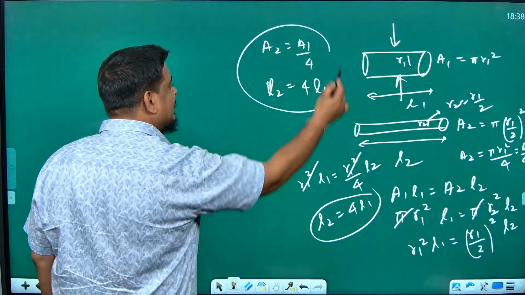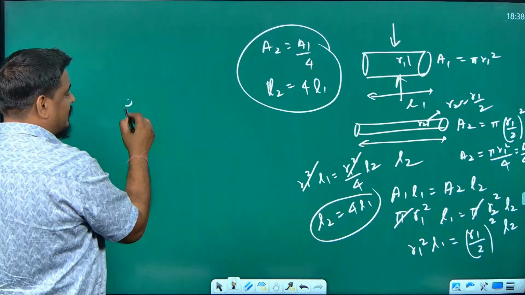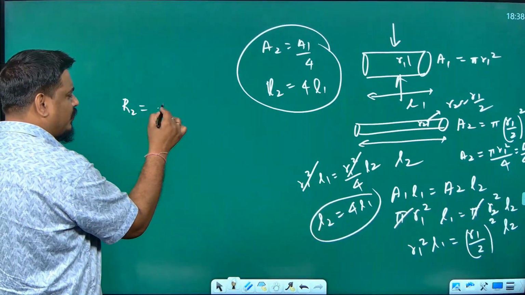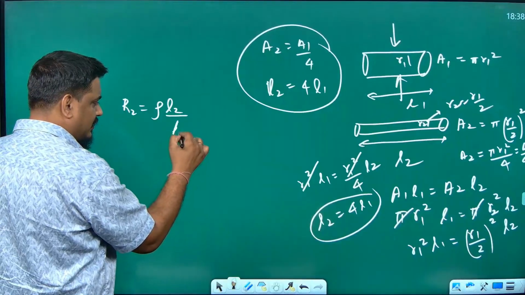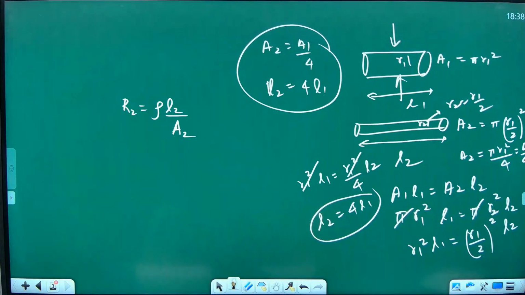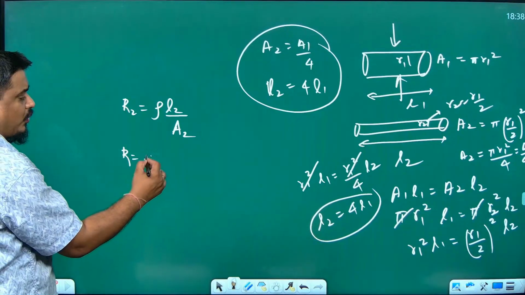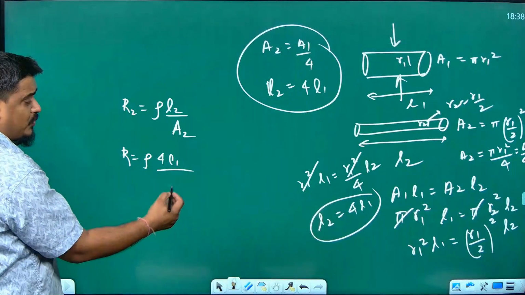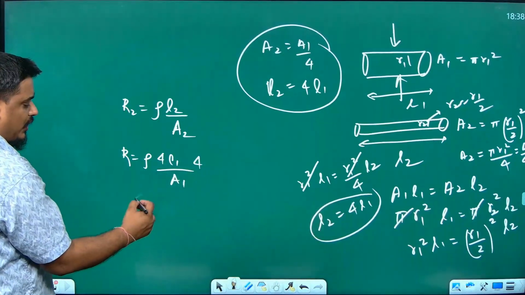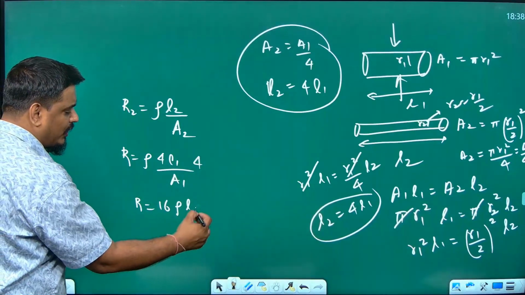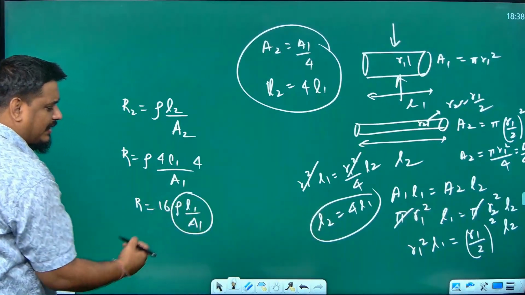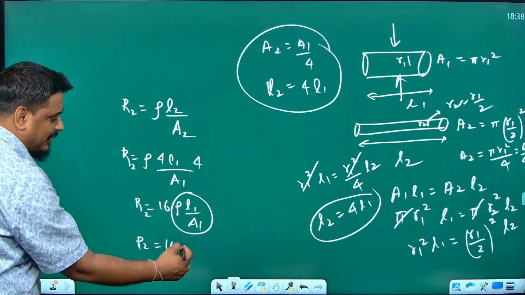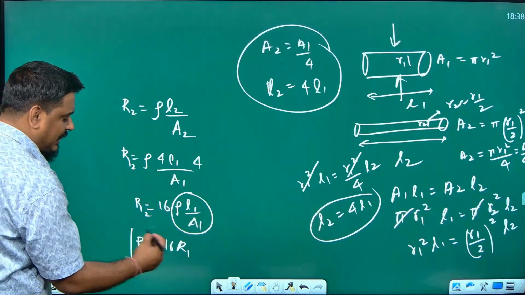And with this, I can easily find now, in the case of rho, R2 will become equal to rho into L2 over A2. Resistance will be 16 times. Let us check here. Yeah, I think so, you are correct. L2 is 4L1, and A2 is A1 by 4. So R2 will become equal to 16 times rho into L1 by A1. What is rho L1 by A1? R1. So R2 you are going to get 16 times, as Preetham is saying correctly, it will become 16 times of R1.